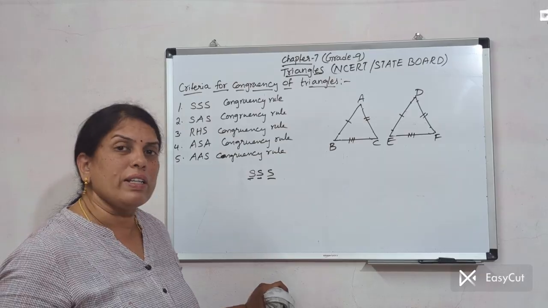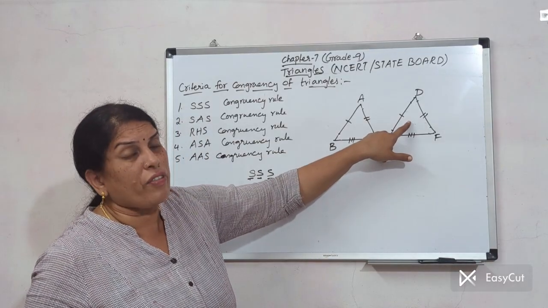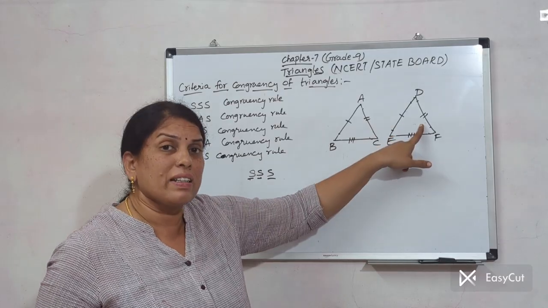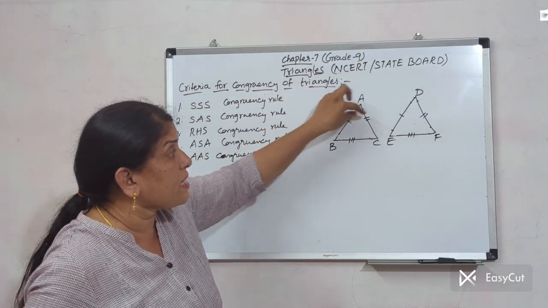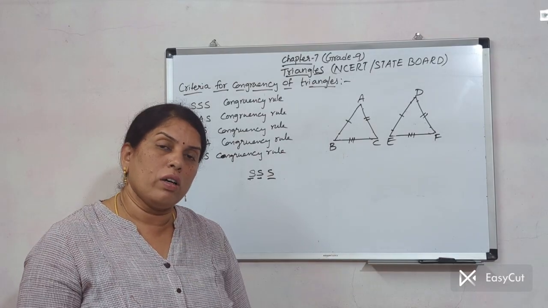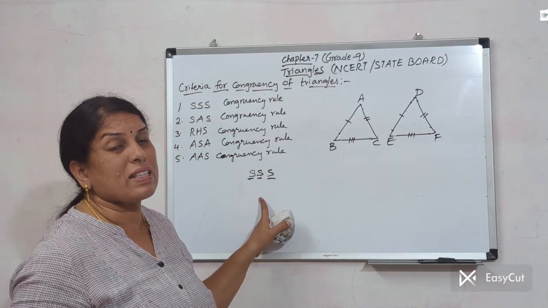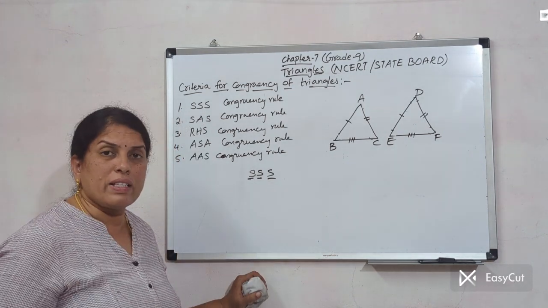When all the three sides of a triangle are congruent to the corresponding three sides of another triangle, that means for the other triangle, corresponding sides also must be equal. Compulsory, corresponding sides must be equal. Then only those two triangles are said to be congruent according to SSS congruency criteria. Understood? SAS congruency criteria.